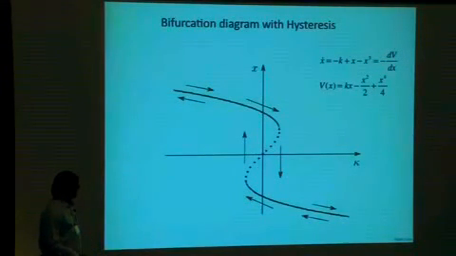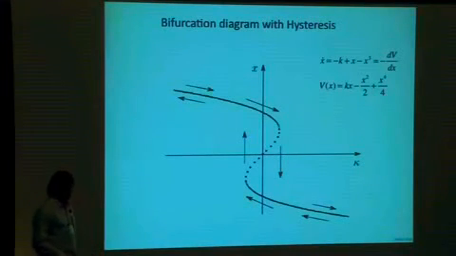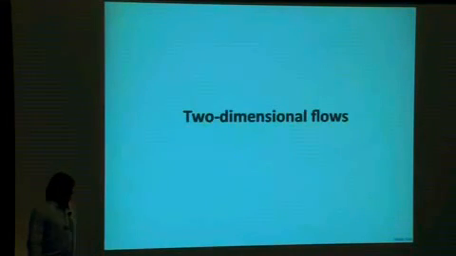Hysteresis is the following. Imagine you start here. You jump at a certain value k from one branch to the other and backwards. And then, when you go backwards, you're not jumping from here to here. You're actually going to another value of k on the other branch. Yeah? So this is one-dimensional flows.